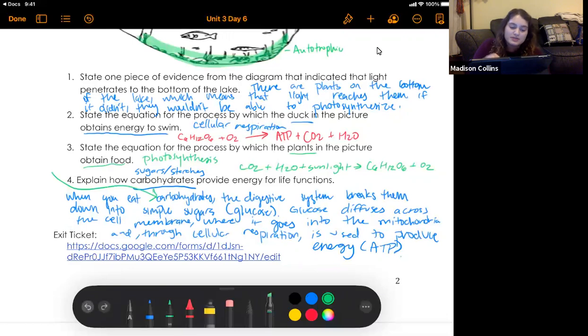So glucose, let me write that down. I'll just add it over here. Glucose comes from plants, right? Because glucose is produced through photosynthesis.